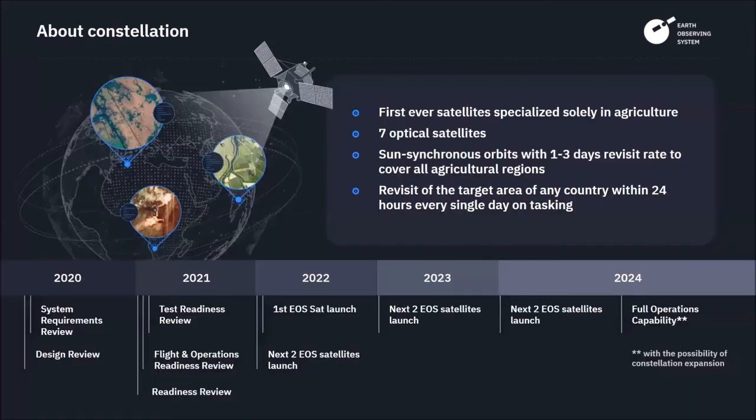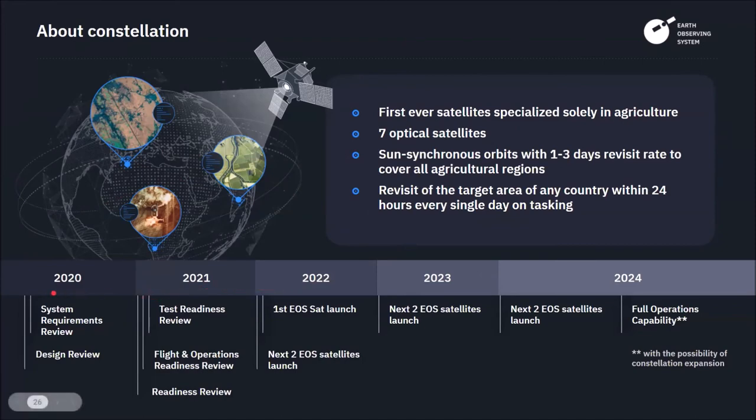So this is our vision for 2022 and also for the upcoming years. A quick information about this satellite constellation. With this project, we are aiming to be the first ever satellite constellation that is focused on the agriculture sector. It is going to be a constellation, or a group, of 7 satellites equipped with optical sensors. And these are planned to be launched starting this year in 2022.